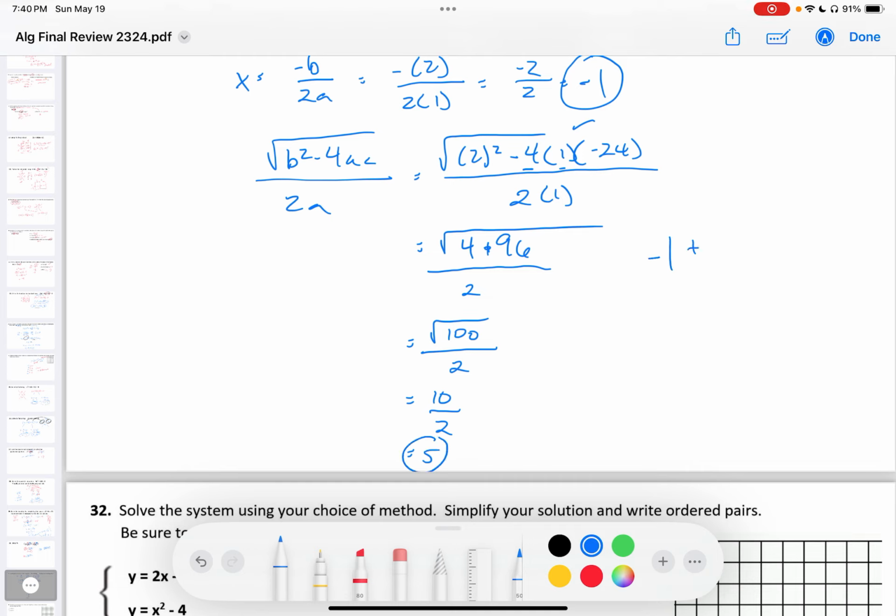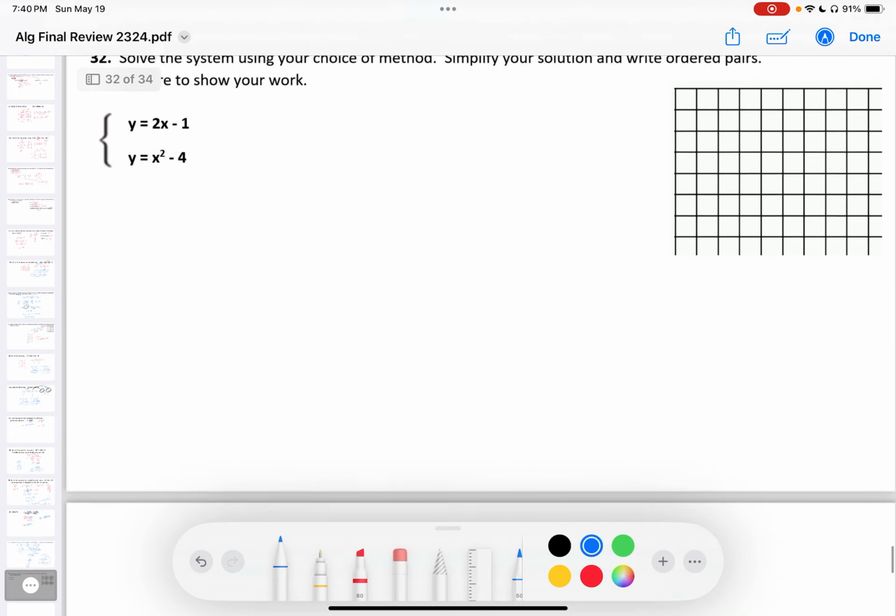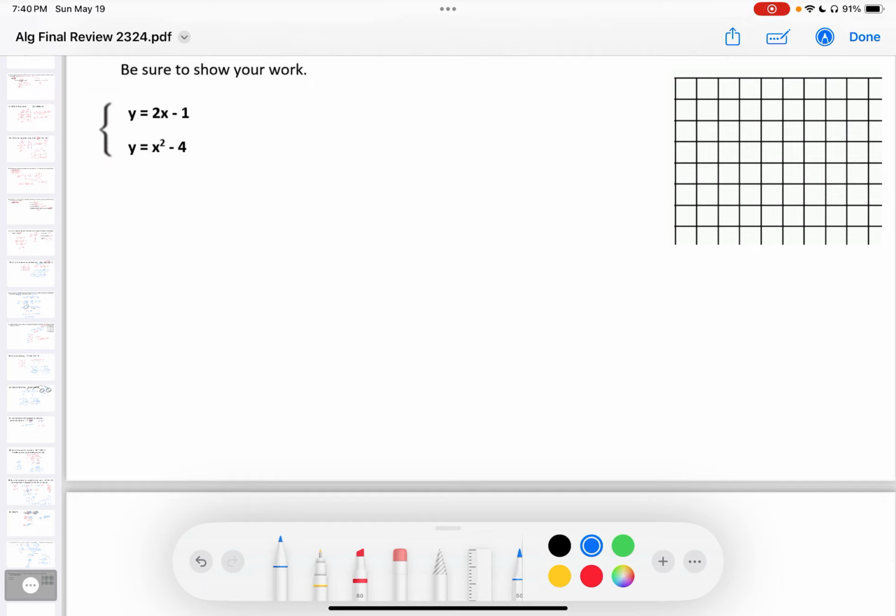I've got negative 1 plus or minus 5. Negative 1 plus 5 equals 4. Negative 1 minus 5 equals negative 6. And those are my two solutions. 32, solve the system using your choice.